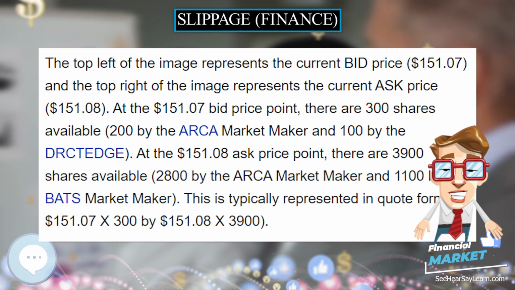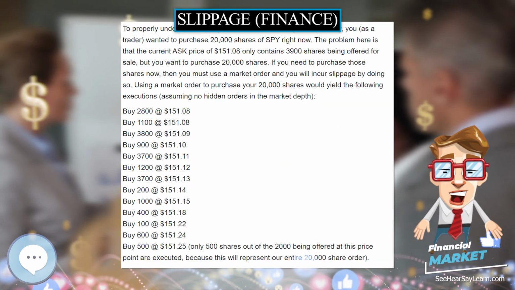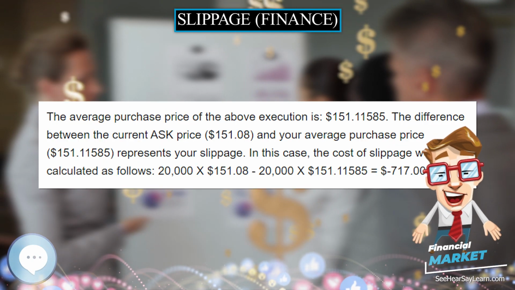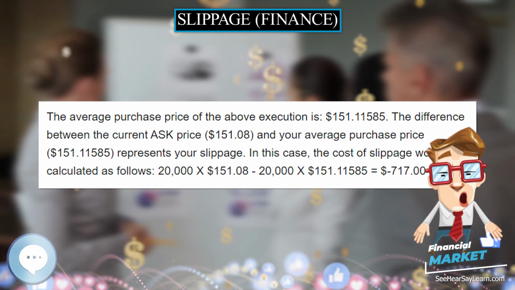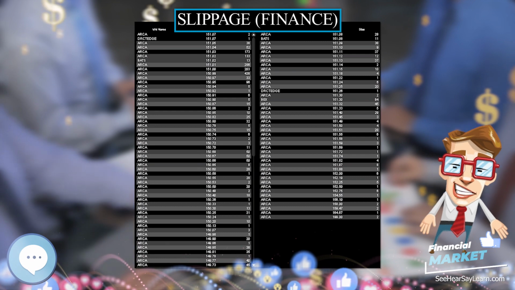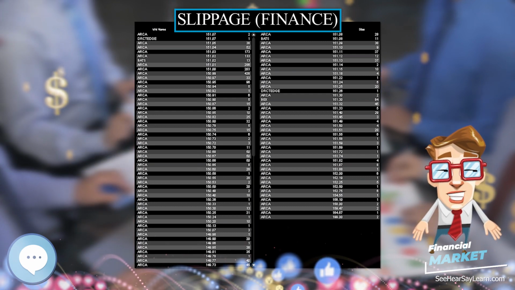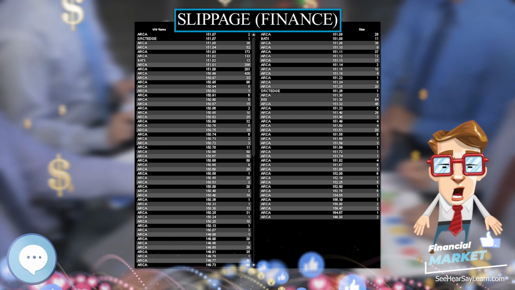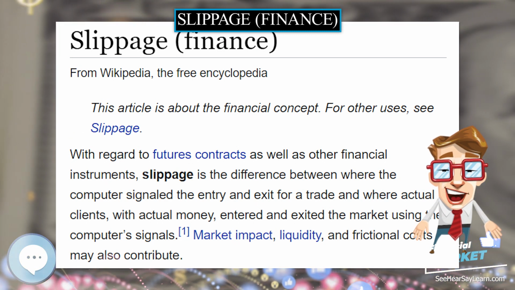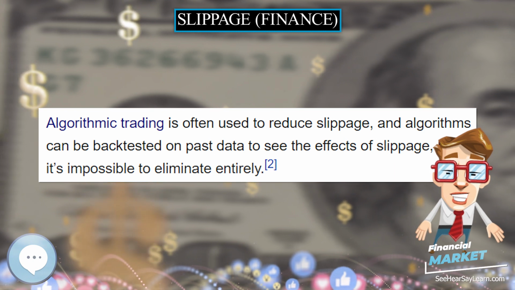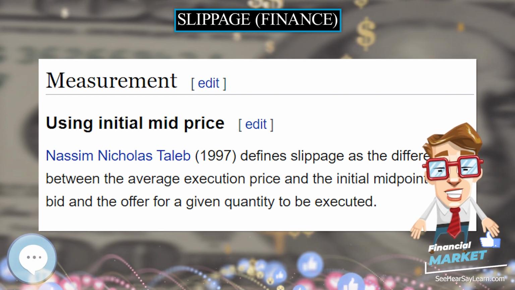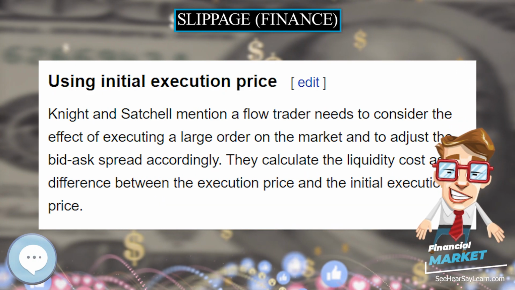The average purchase price of the above execution is $151.11585. The difference between the current ask price, $151.08, and your average purchase price, $151.11585, represents your slippage. In this case, the cost of slippage would be calculated as follows: 20,000 x $151.08 minus 20,000 x $151.11585 equals -$717.